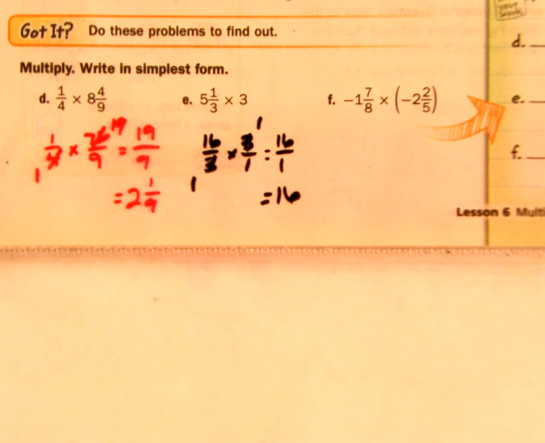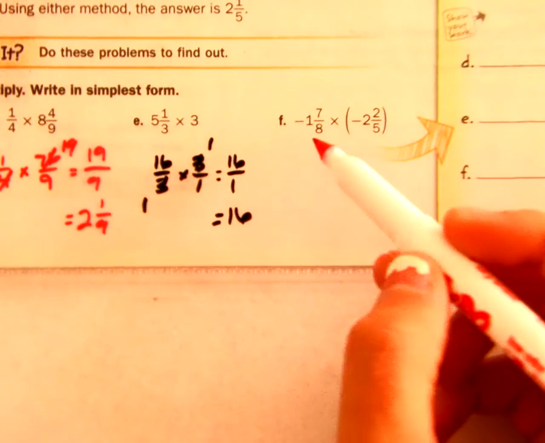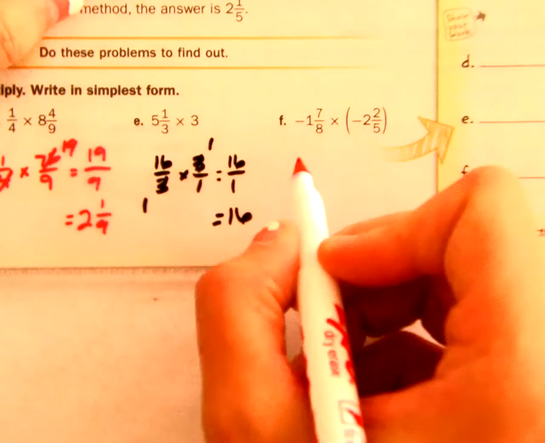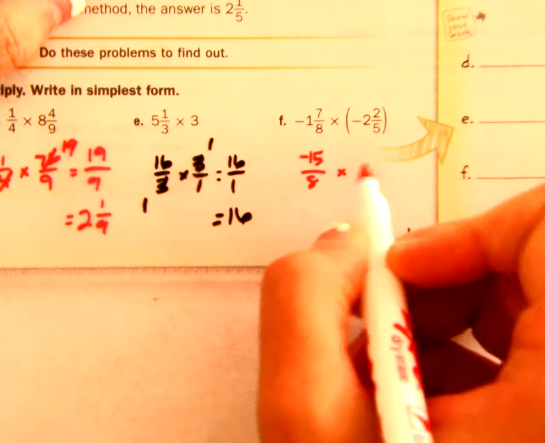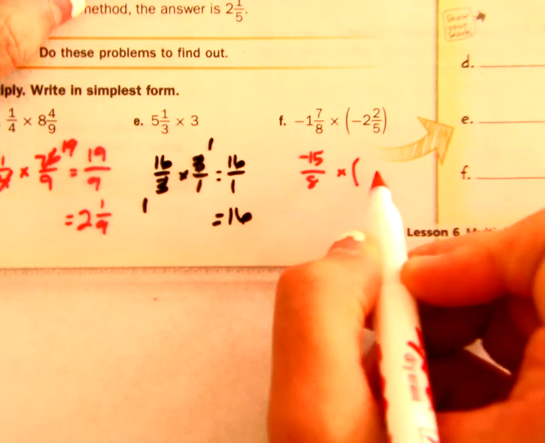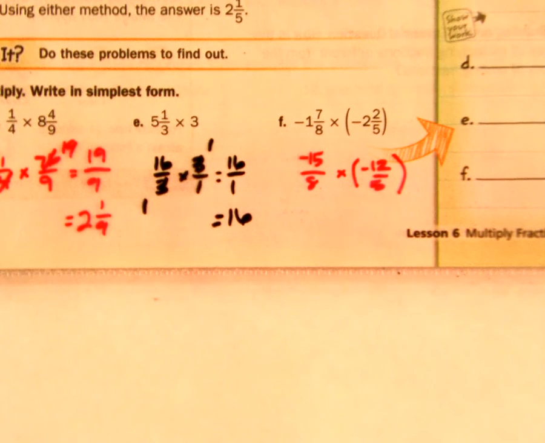Example F, we have -1 7/8 times -2 2/5. Okay, again, I need to make my mixed numbers improper. So -1 7/8 becomes -15/8. And then times -2 2/5 becomes -12/5. And again, I still have my positive and negative rules here. So a negative times negative, I know is a positive.